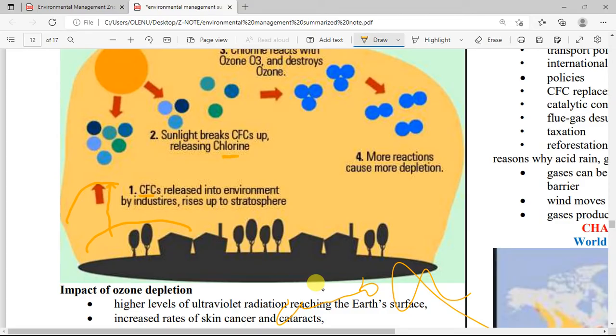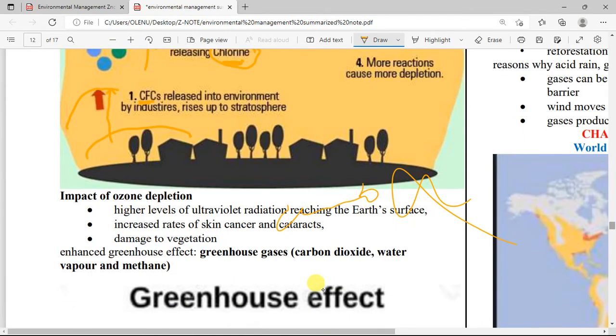Remember, CFC means chlorofluorocarbon, so there is chlorine in it. The sunlight radiation breaks this CFC to release chlorine, and the chlorine will now react with the ozone and destroy it. So more reaction causes more depletion. More release of these greenhouse gases, especially CFCs, into the atmosphere will lead to more depletion of the ozone layer, because these CFCs can be broken down by sunlight to release chlorine, and the chlorine will react with the ozone in order to deplete it. That's the ozone layer depletion. It's as simple as that.